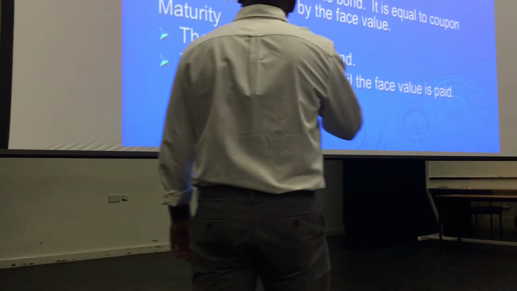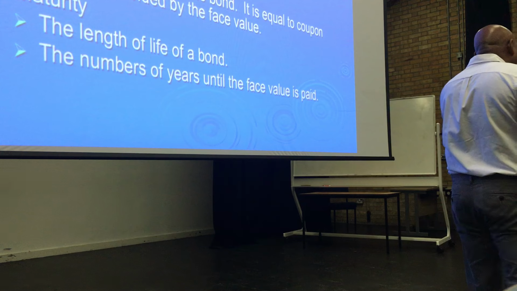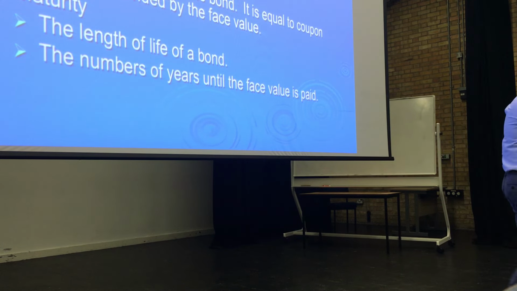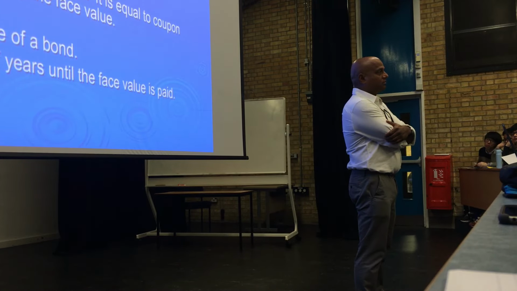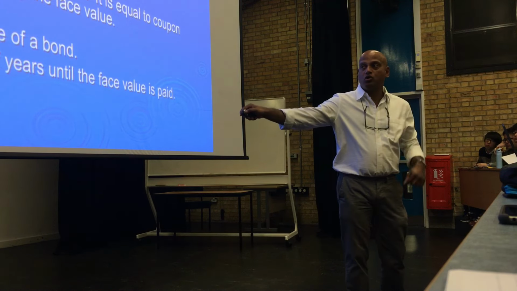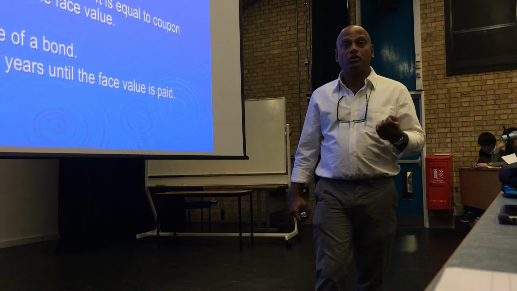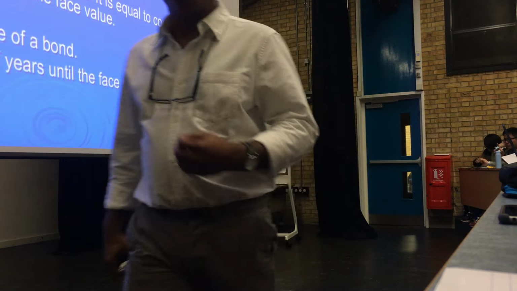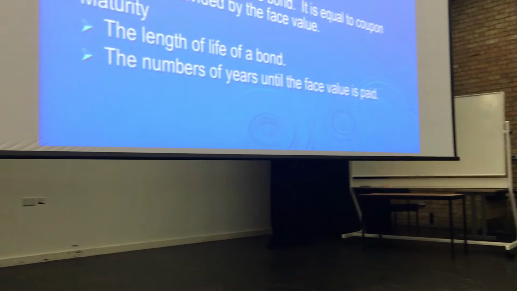Let's talk a little bit about maturity. I said some time back, if a bond matures in less than 1 year, 6 months, 3 months, it is usually known as a short-term bond. Bonds that mature within 1 to 5 years are usually known as medium-term bonds. And bonds that are more than 5 years are long-term bonds.